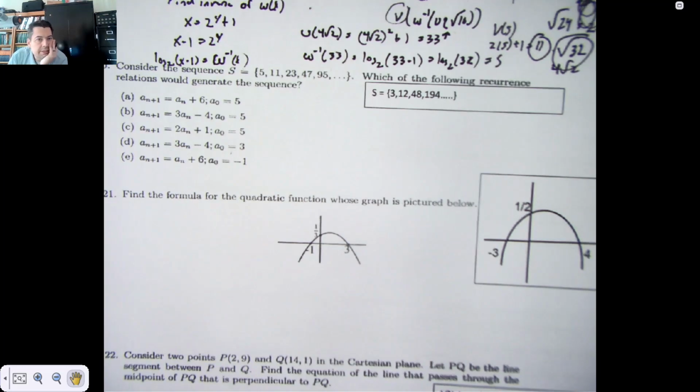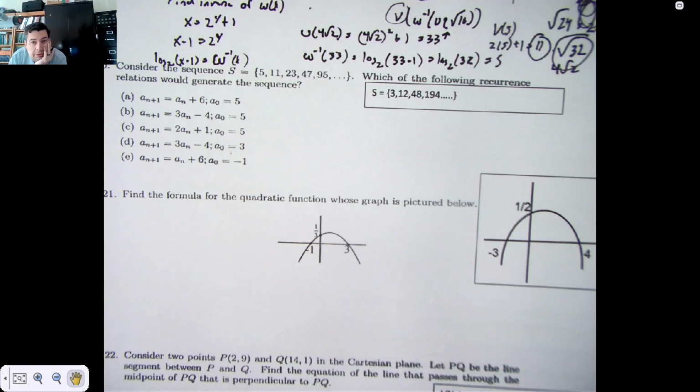Consider the sequence S is the set containing 5, 12, 23, 47, 95. Which of the following recurrence relations would generate the sequence? So this is a recursive train of thought. If you can't think recursively, I don't know how you think at all. But if you can't write recursive formulas, you're not going to be a computer scientist, I can tell you that. Because that's how computers are programmed, with recursive ideas.